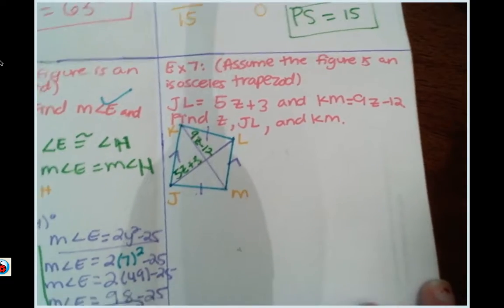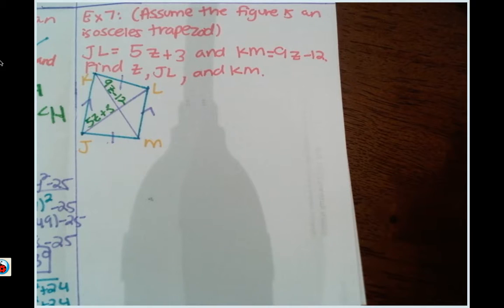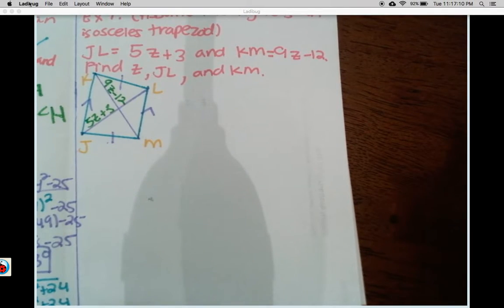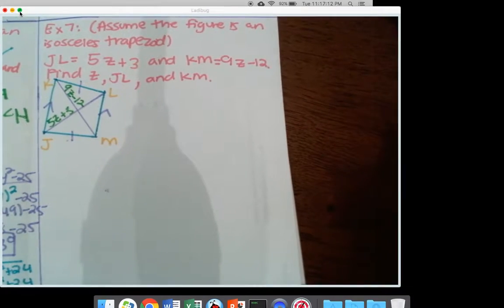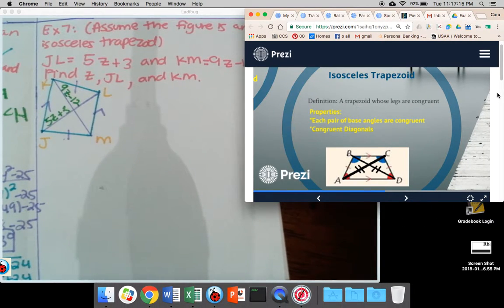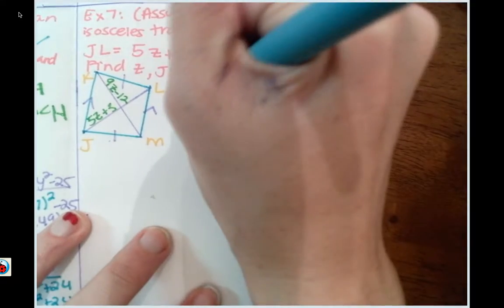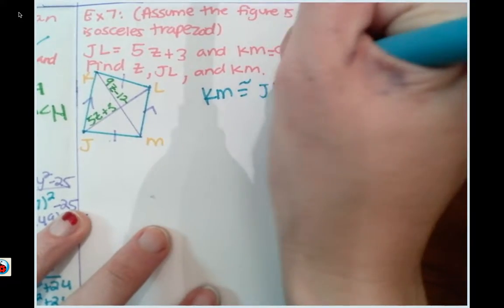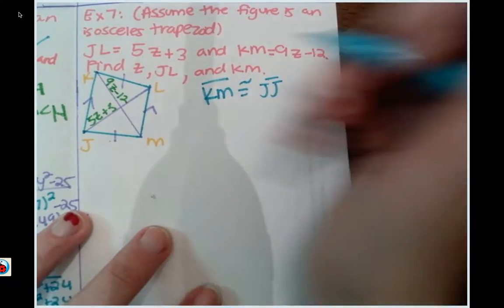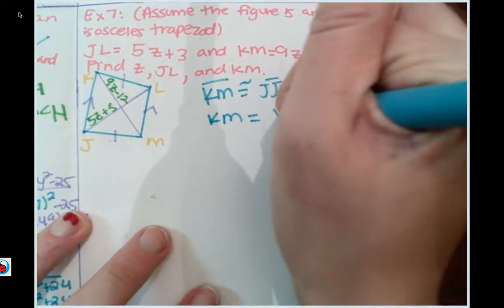So I have something about the diagonals of an isosceles trapezoid. Let's see if there's a nifty property that we can use about isosceles trapezoids. We'll see what we can find. So anything about the diagonals. Do you guys see it? In an isosceles trapezoid, the diagonals are congruent. So that means that KM is going to be congruent to JL. Alright, so we know that KM is congruent to JL, which means that their lengths are equal. So KM will equal JL.